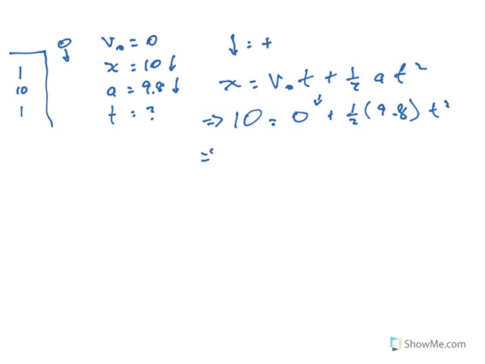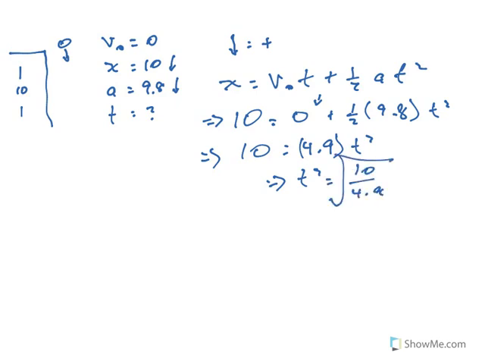All right, so now simplify things. 10 equals 1/2 of 9.8, which is 4.9, times t squared. Again, bring 4.9 to the other side. You get t squared is 10 over 4.9. Take the square root. You get t equals 1.43 again. Same answer.